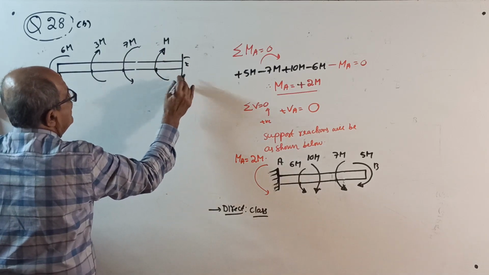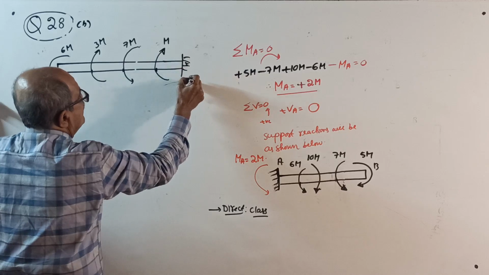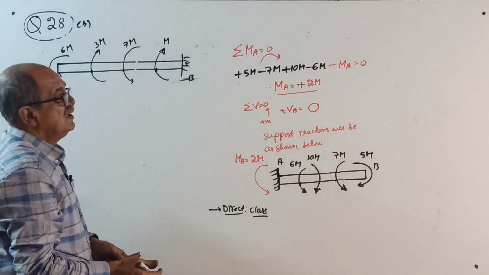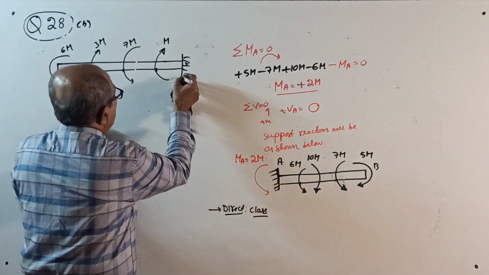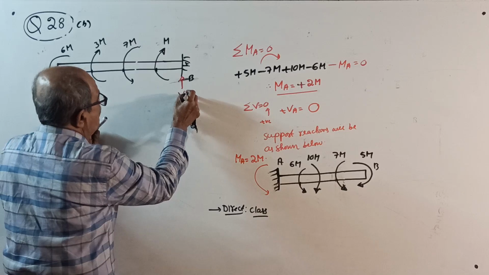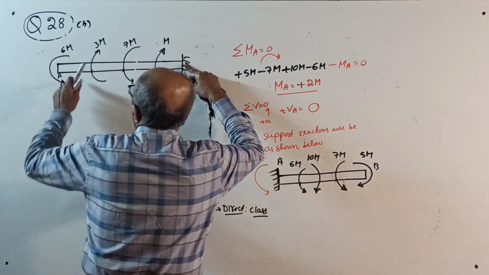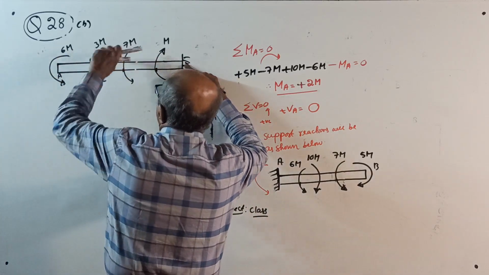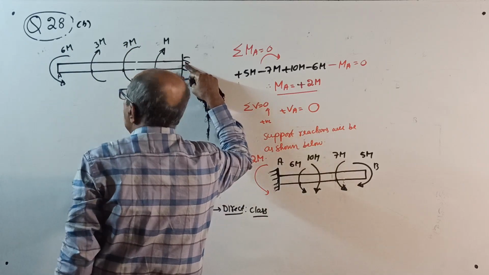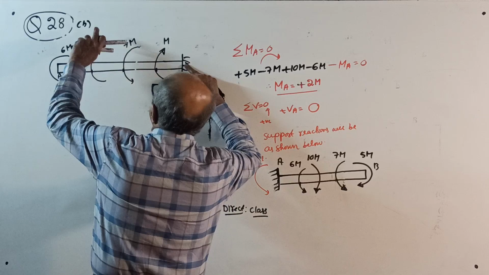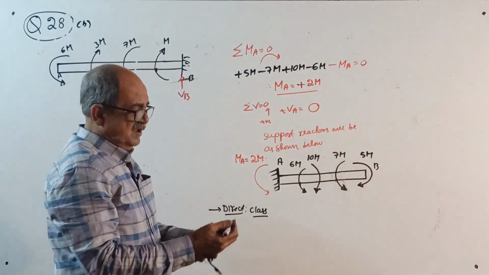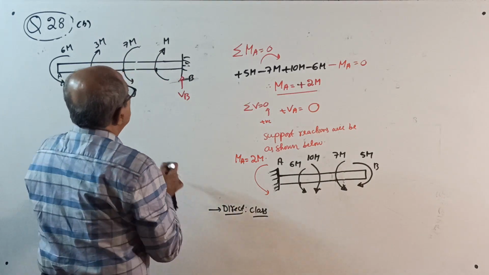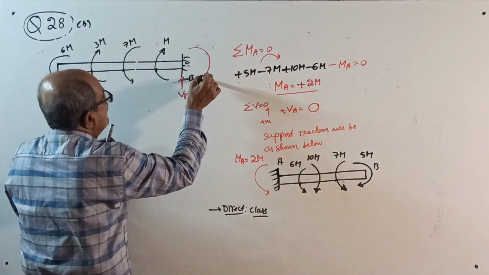A, B. Put the question. Now, right here, as usual, VB. Now see here: anti-clockwise 6, anti-clockwise 7 is anti-clockwise 13. Clockwise 3, clockwise 1, clockwise 4. So the net is anti-clockwise. Surely the reacting moment will be clockwise.